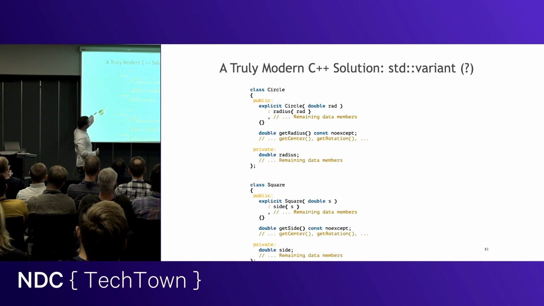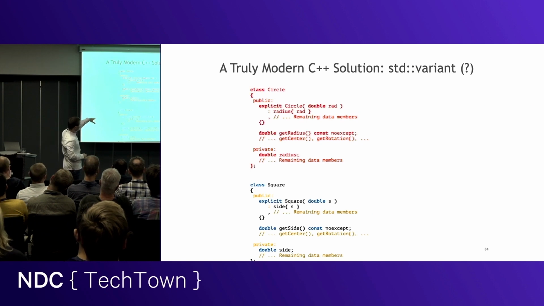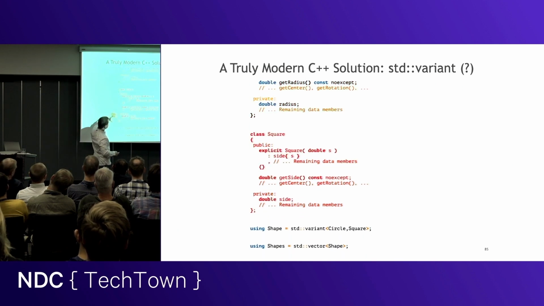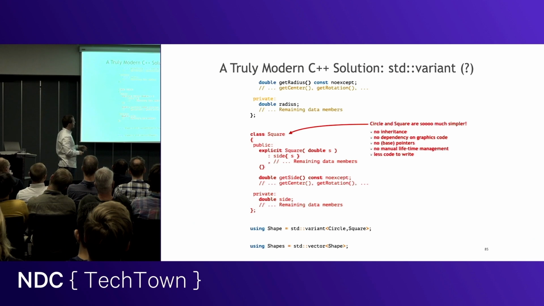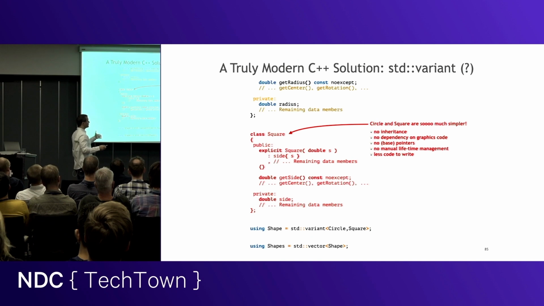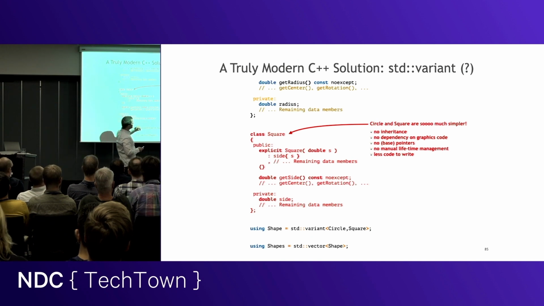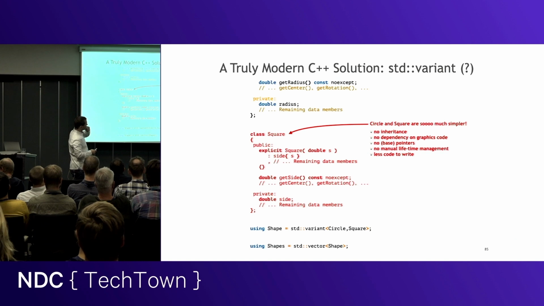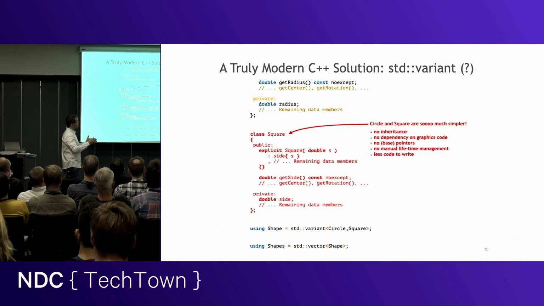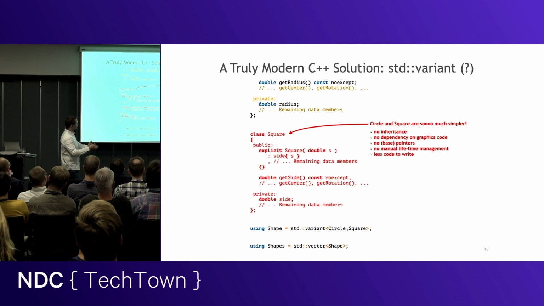So I start with a circle class. Note, there's no base class anymore. Yeah, no base class at all. There's also no virtual function. Pretty much circle is at the top of the entire file, meaning there's also no draw functionality. It's totally decoupled from this. This is good. Square the same. Squares, rectangles, triangles, it's pretty much the same thing. So no inheritance, no dependency on graphics code, no base pointer anywhere. Nice. You will see this more later. There's no manual lifetime management anymore. And it's just so much less code to write. So much simpler. Good.